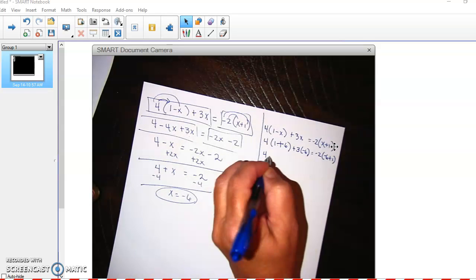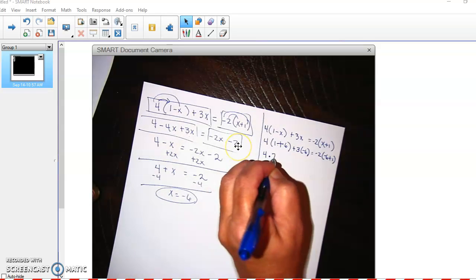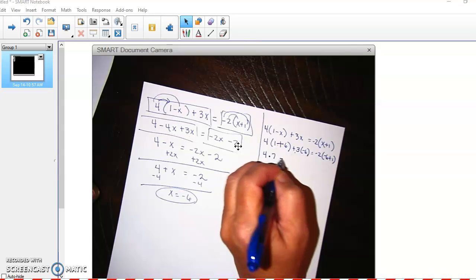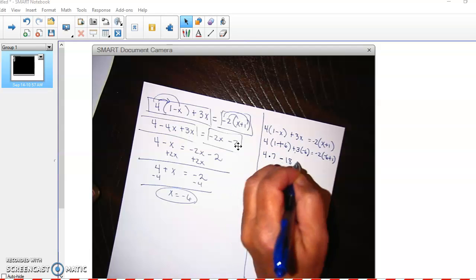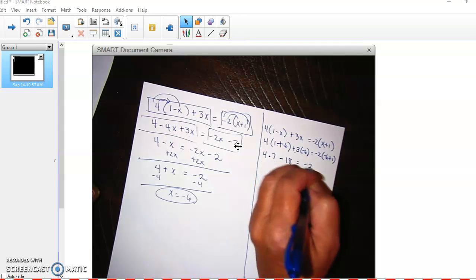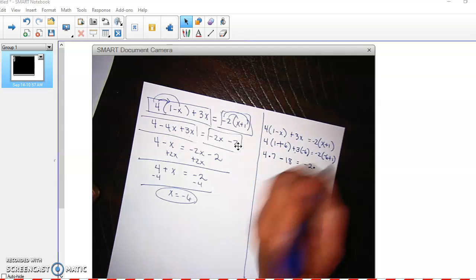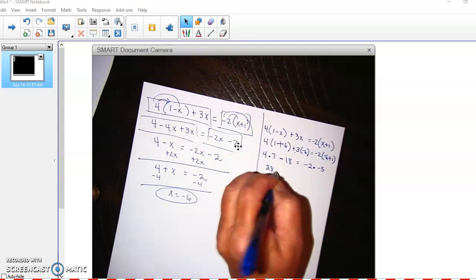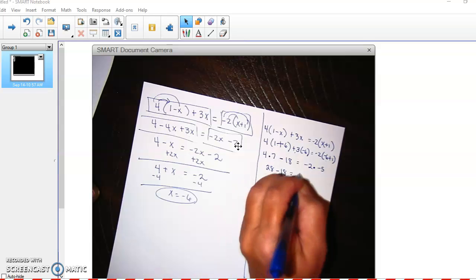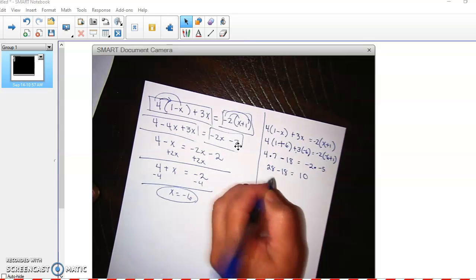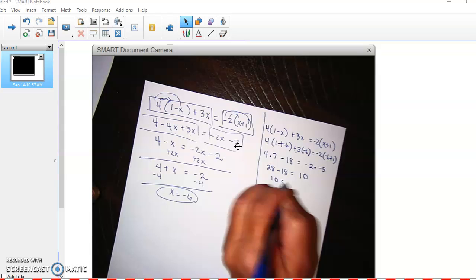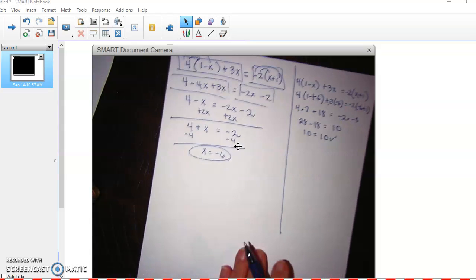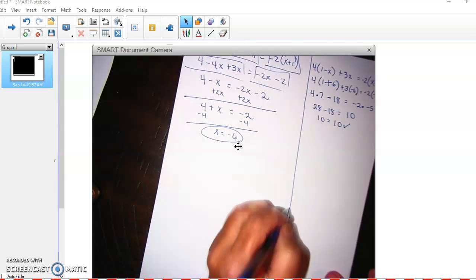So we have 4 times 7. And this is a positive 3 times a negative 6, which is minus 18. And I'm going to say negative 2 times, what's negative 6 plus 1, is negative 5. So we're going to say 28 minus 18 equals 10. 28 minus 18 is 10, and the other side is 10. So my answer is correct. That was a long problem, but still something we can do.